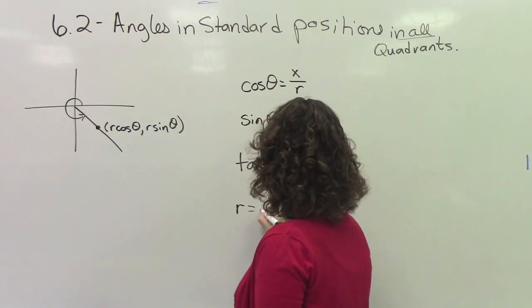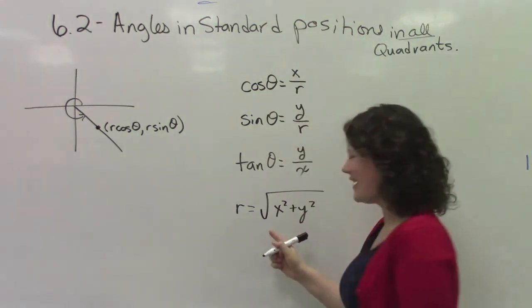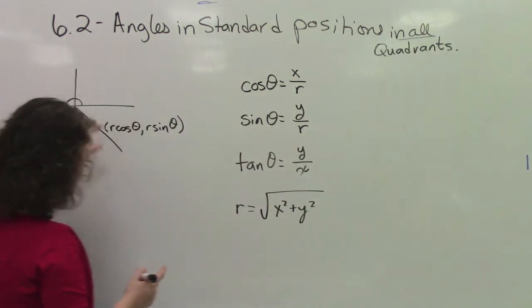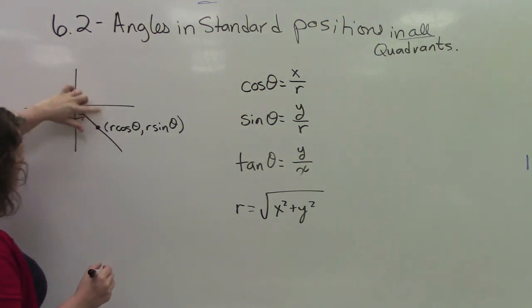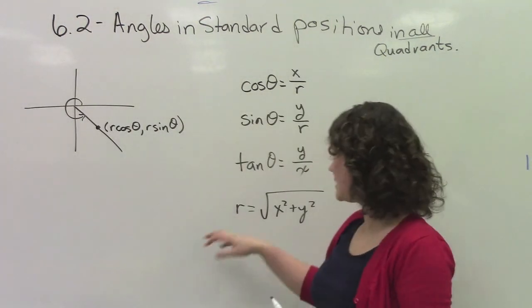And r is the square root of x squared plus y squared. Guys, all this is doing is saying that the radius, this part right here, squared is this squared plus this squared. Like, it's just using the Pythagorean theorem, but just isolating that r.